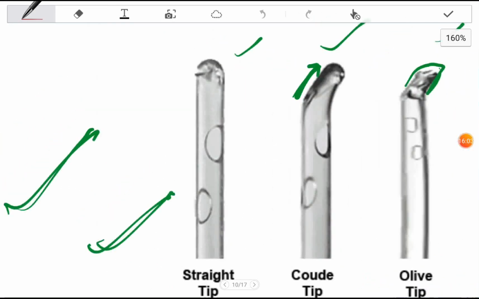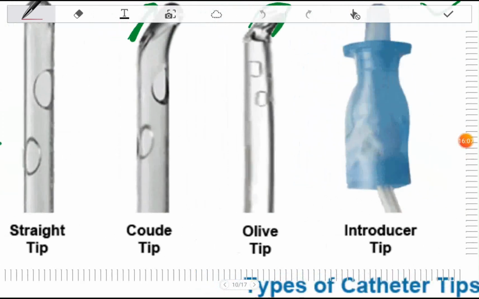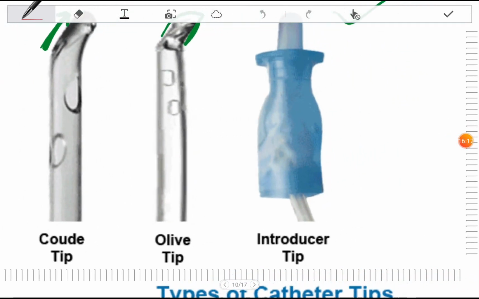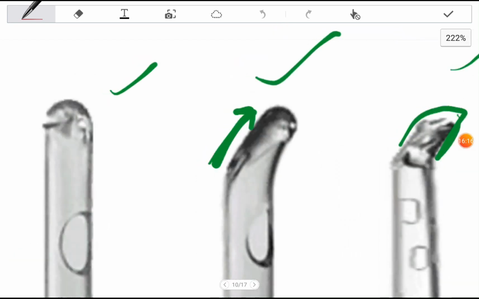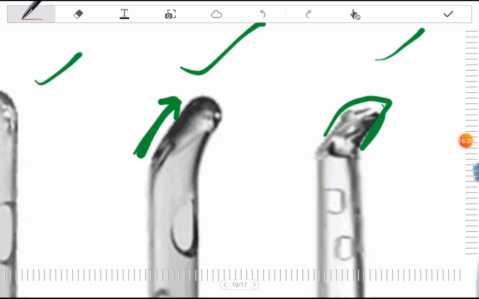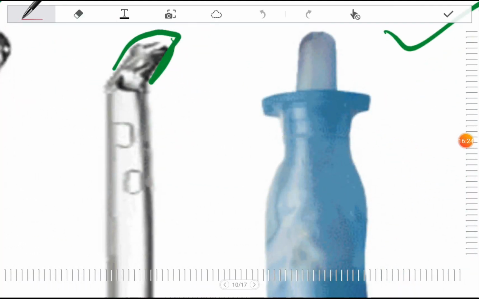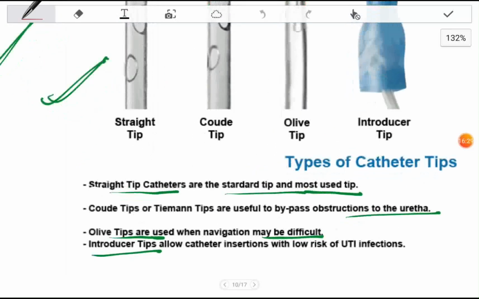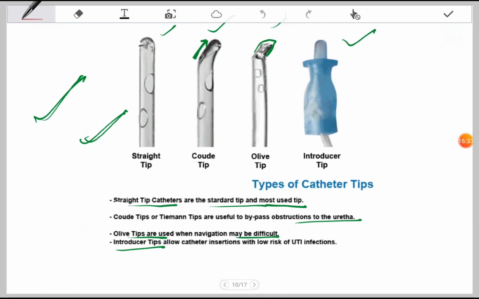So next we'll be talking about the tips. So let's jump into that. Okay, so there are these tips available. One is straight tip, then coude tip, olive tip, and introducer tip. You can see the difference between the tips. This is somewhat straight, this is somewhat bent, this is more narrowed, and this has something over it. So let's see. I will show you the images side by side.